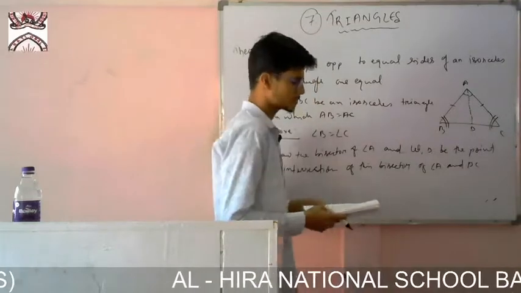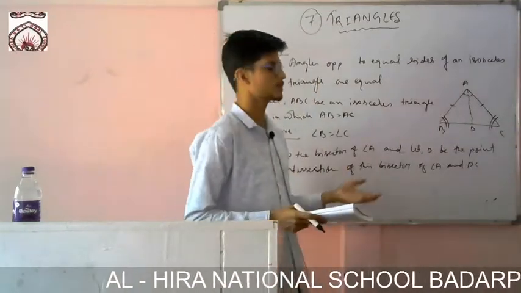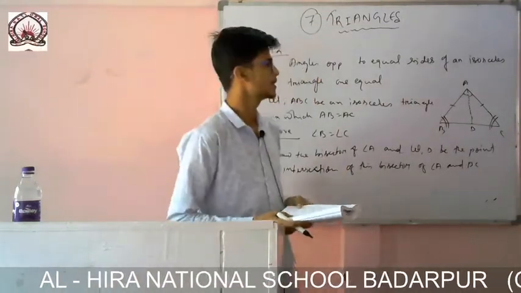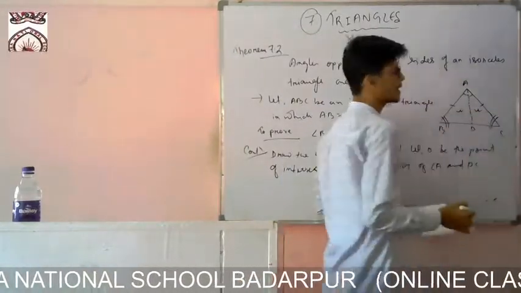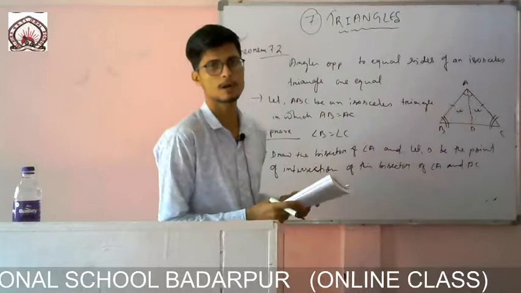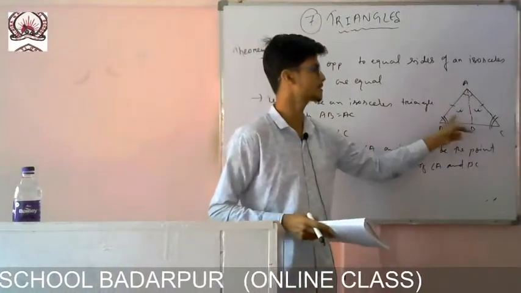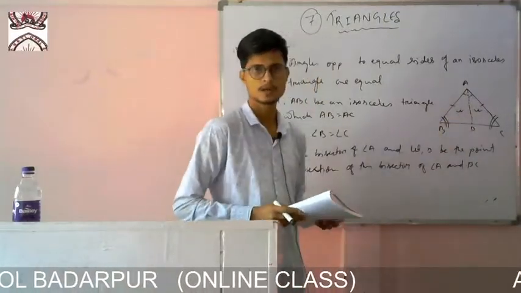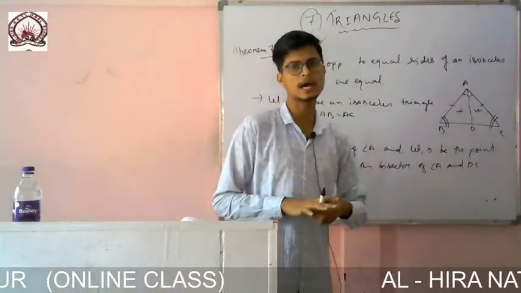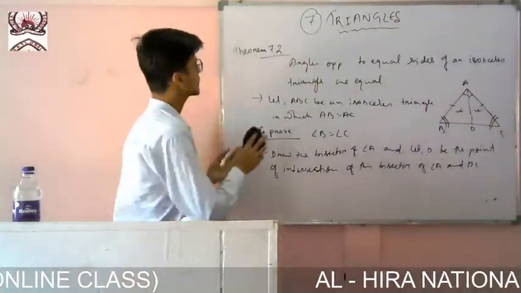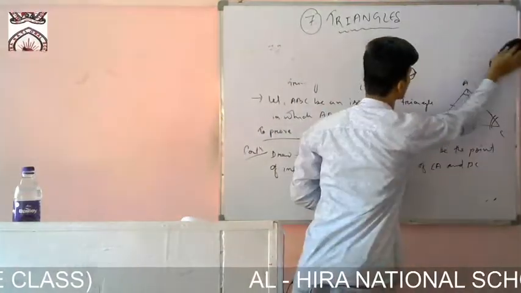In our last exercise we discussed the congruency of triangles. If I can show that these two triangles are congruent, then using the theorem that corresponding parts of congruent triangles are equal, I can say that this angle is equal to that one. So first of all I have to show that these two triangles are equal. I will do this one first.